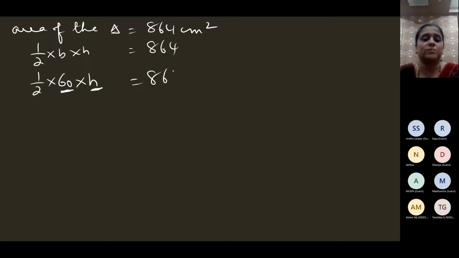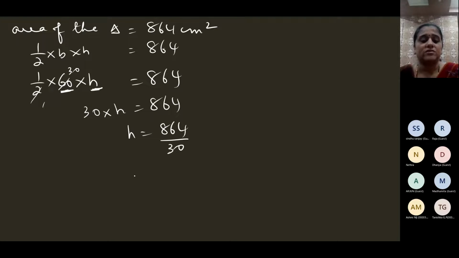Half into 60 into h is equal to 864. When you cancel, 2 ones are 2, 30 times h. So 30 into h is equal to 864. h is equal to 864 divided by 30. So simplify and tell me. I'll load it in the calculator. Find the decimal value, children.